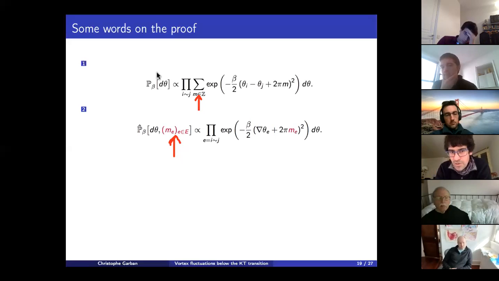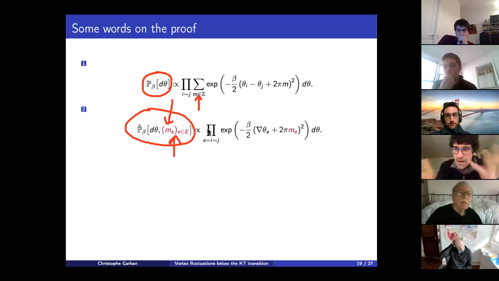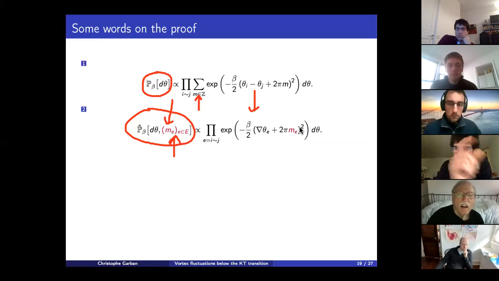So we extend this probability measure to a new probability measure, which is now not only on the angles theta, but also on these integers that live on the edges. So now this will be a random one form that lives on the edges of the graph. And so this coupling of the theta and the m is given by what we have above. I just rewrote it as a gradient of the angles along the edges, plus those random integers on the edges. So I just rewrote the probability measure, and I gave more emphasis on this one form m.